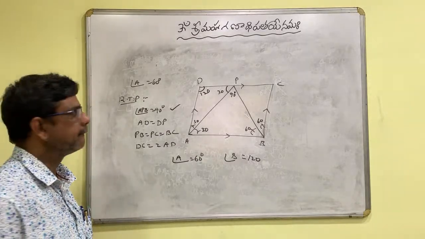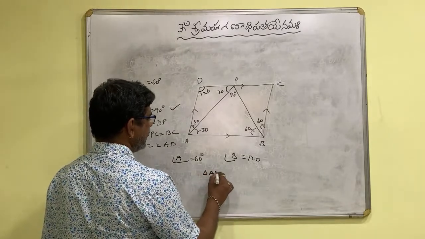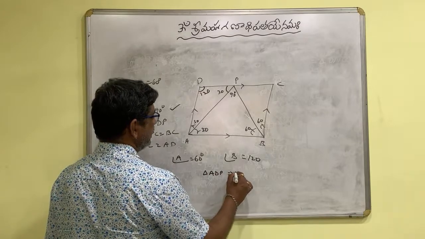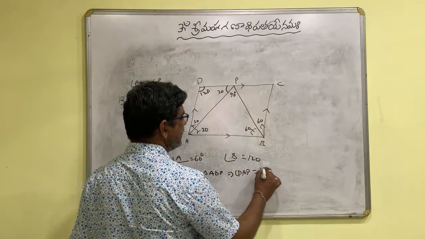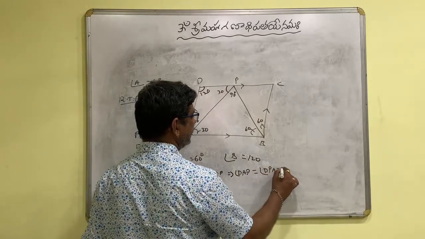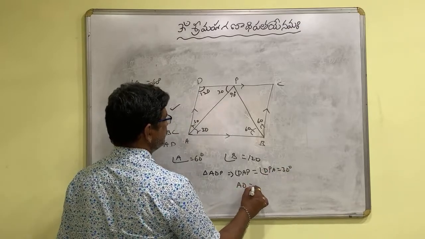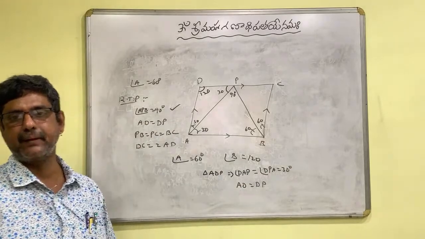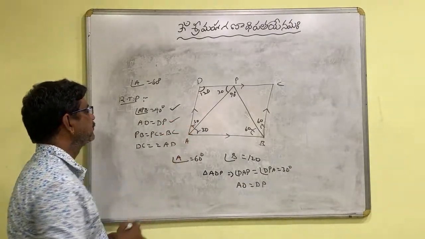So, triangle ADP, angle DAP is equal to angle DPA, 30 degrees. So what we can take? AD is equal to DP. So this is done. Second one done.